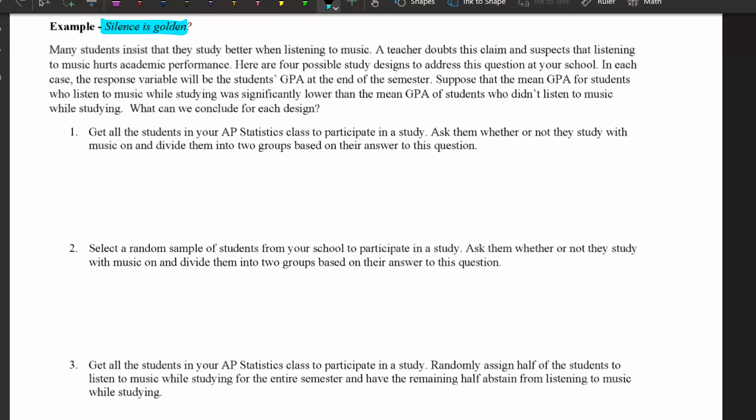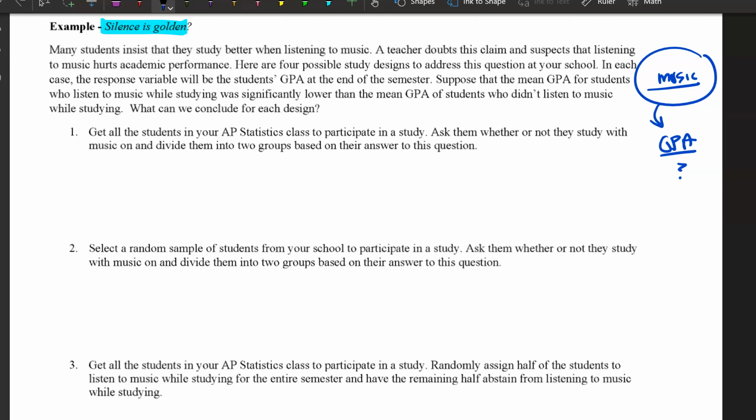Here are 4 possible study designs to address the question at your school. In each case, the response variable will be the student's GPA. So we're measuring the GPA at the end to see what happens to it. And we're probably looking at music as the explanatory variable. So yeah, we're seeing if this has an effect on that, right?